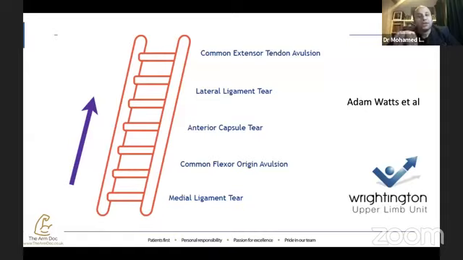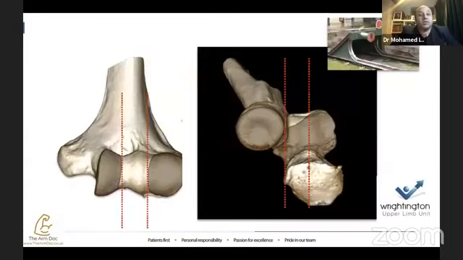at the type of injury. In the majority of patients, they have a medial ligament tear followed by common flexor origin avulsion, anterior capsule tear, and so on. So that's how I look at elbow instability now in our clinics and when on call.